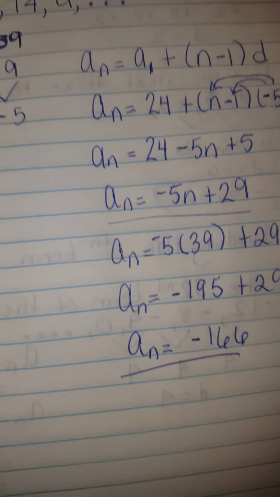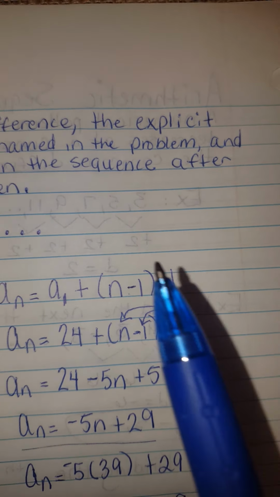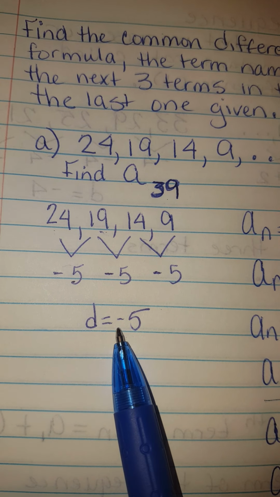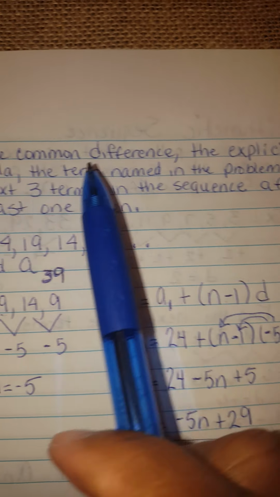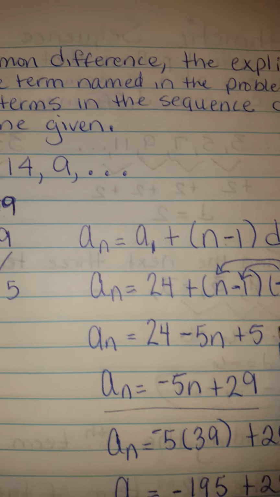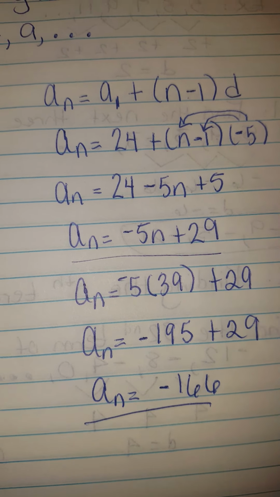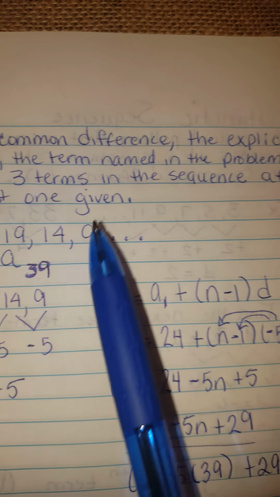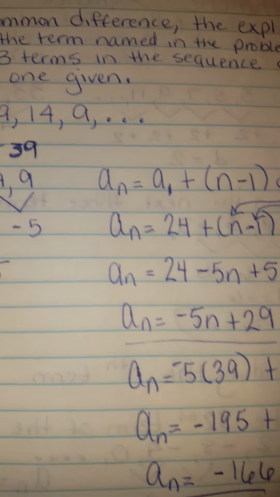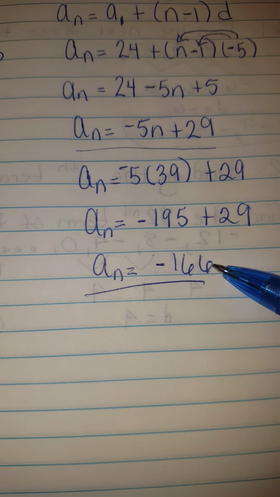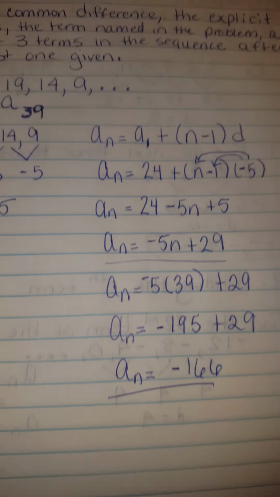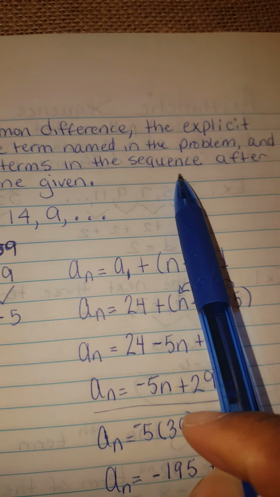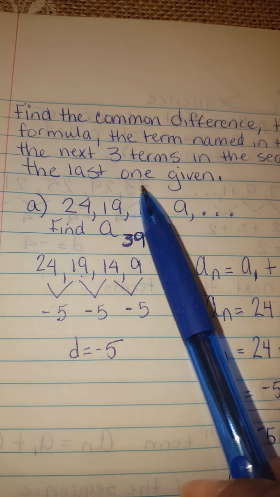And so the very last thing we've been asked to find, now that we have the common difference, that's here, we found the explicit formula, that's here. We found the term named in the problem, which is the 39th term, and we found that right here. So the very last thing we have to do is find the next 3 terms in the sequence after the last one given.